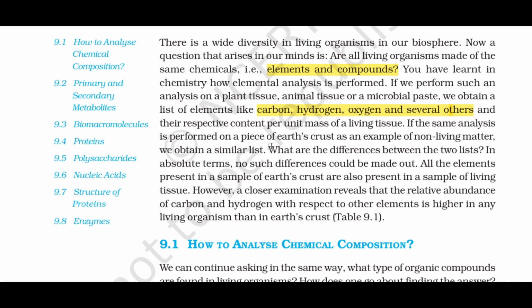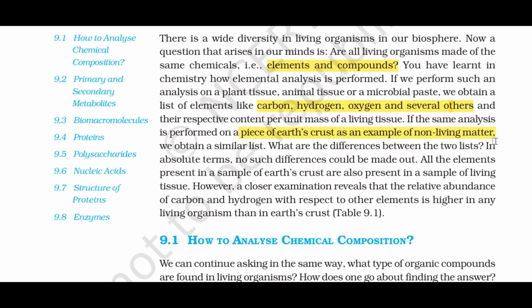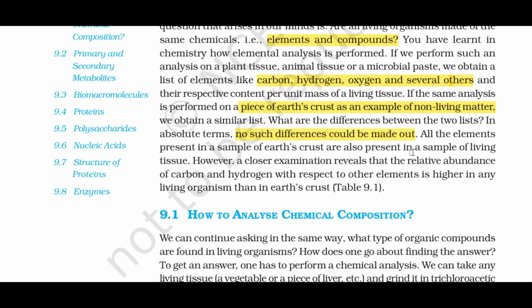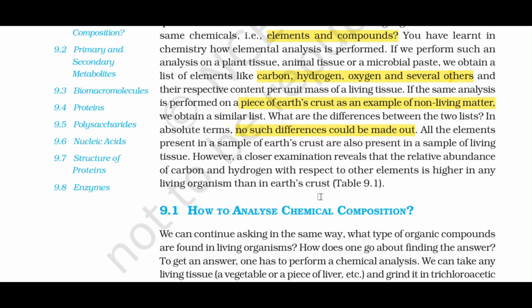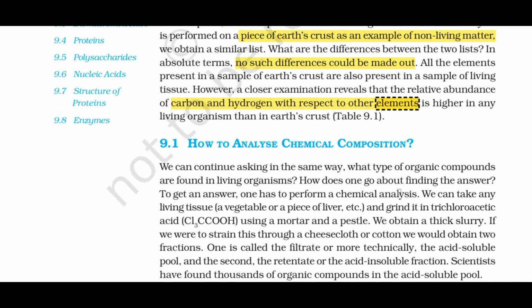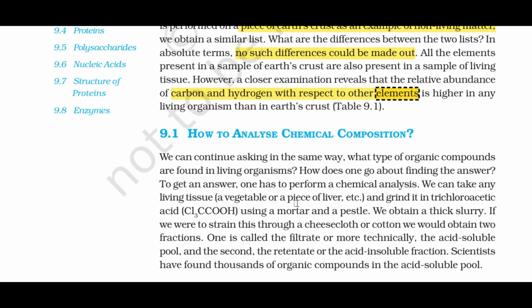If the same analysis is performed on a piece of Earth's crust as an example of non-living matter, we obtain a similar list. What are the differences between the two lists? In absolute terms, no such differences could be made out. All the elements present in a sample of Earth's crust are also present in a sample of living tissue. However, a closer examination reveals that the relative abundance of carbon and hydrogen with respect to other elements is higher in any living organism than in Earth's crust. Table 9.1. How to analyze chemical composition?